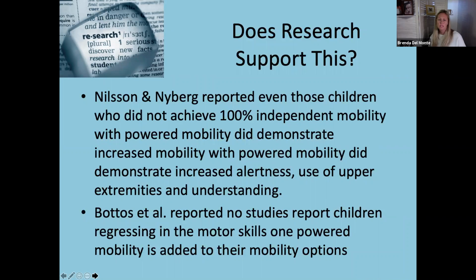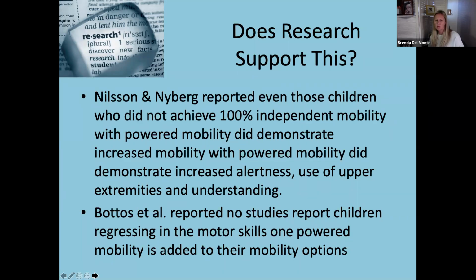So Nilsson and Nyberg reported that children who did not achieve 100% independent mobility with powered mobility did demonstrate increased mobility. So some of these kids that use mobility as a way to learn switches, maybe they didn't become independently mobile. Maybe they didn't end up getting power chairs. The goal isn't necessarily to get a power chair, especially if you're an SLP. That's not your goal. The goal is to increase the level of alertness.